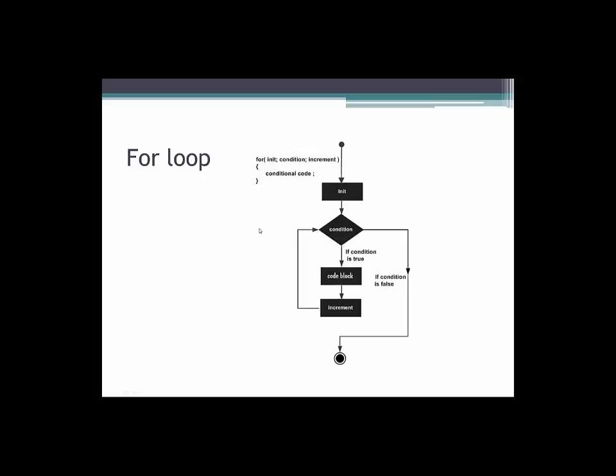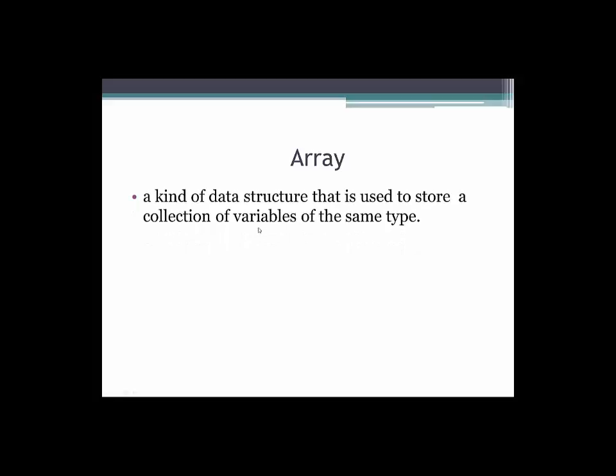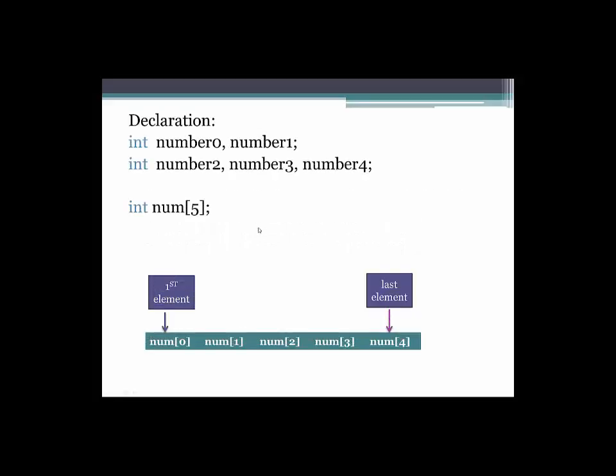The last thing I want to talk about is array. An array is a kind of data structure that is used to store a collection of variables of the same type. When 20 or more variables of the same type are used at the same time, it will be really confusing and annoying to declare them one by one, and it's not efficient. There's a better way to declare those variables: declaring an array with the size of the array, which shows the number of variables in that particular array.